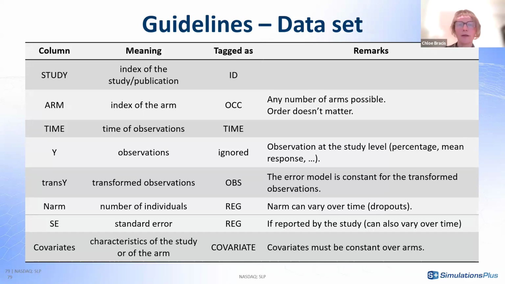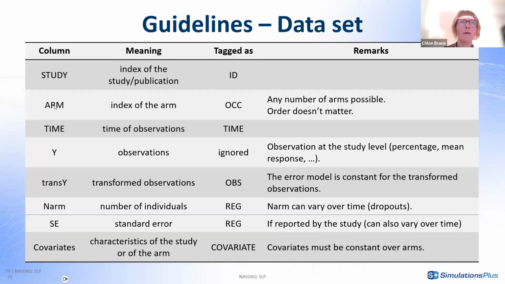So first we'll talk about the data set. So we want to have a column that's the study. And so this is going to be representing the study or the publication, which will be tagged as ID, right? Because study in MBMA is analogous to an individual when we're doing a single clinical trial of individual patient data.